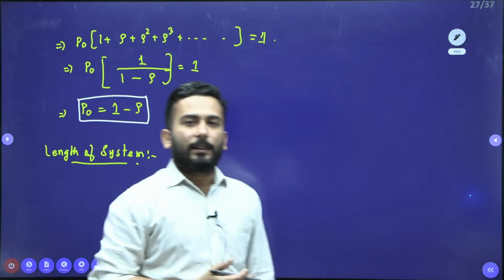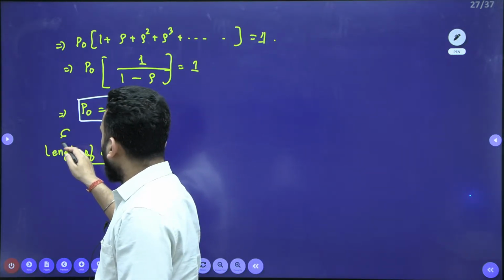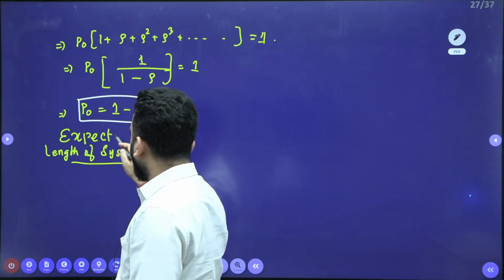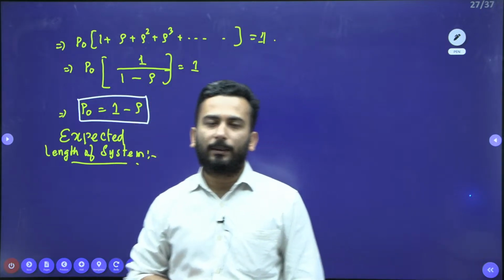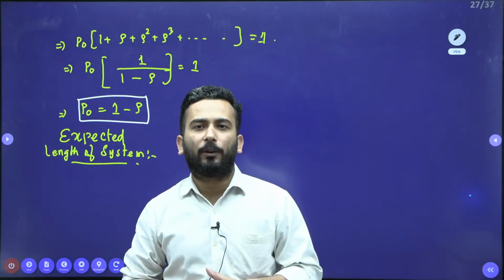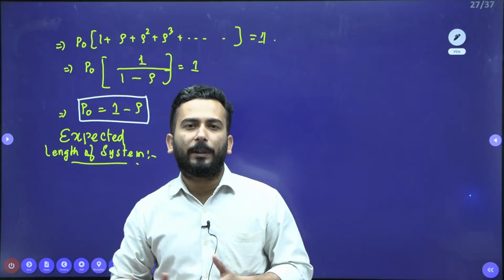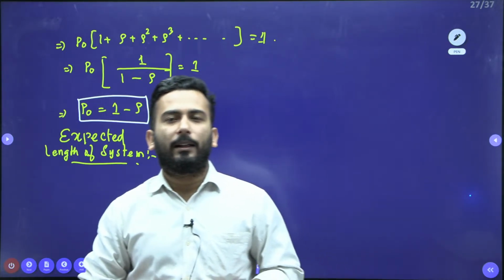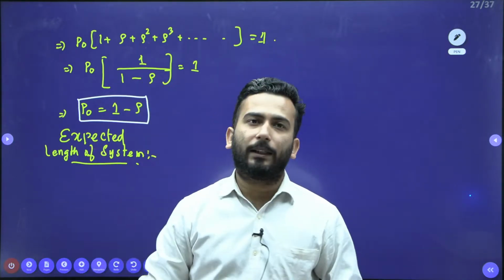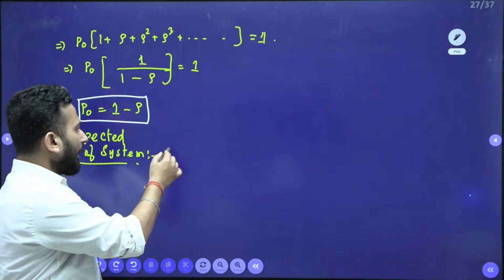I am saying length of the system, but you should understand that this is the expected length of the system. Sir, you cannot find an accurate value, you cannot find a single value, you can only expect something. It is all a probabilistic model, it is all probability. So how can you find something accurately when there is probability? That's why it is called expected length of the system.